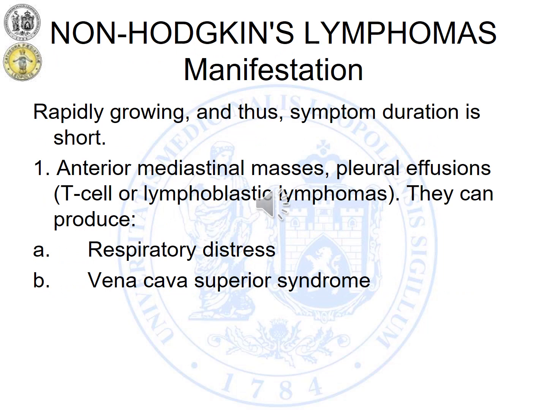All childhood non-Hodgkin's lymphomas are rapidly growing, contrary to Hodgkin's lymphoma, and thus symptom duration is very short. Anterior mediastinal masses, sometimes associated with pleural effusion, are the most common presentation of T-cell lymphoblastic lymphomas. They can produce respiratory distress and superior vena cava syndrome.